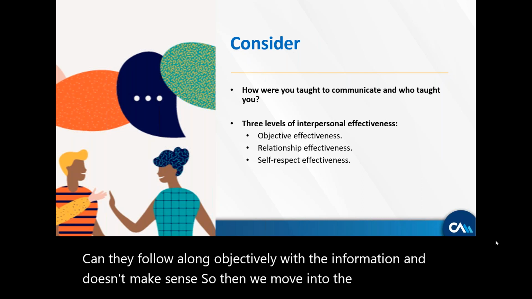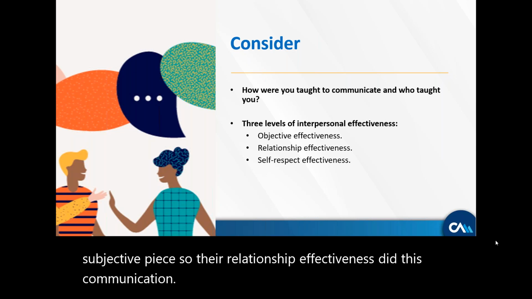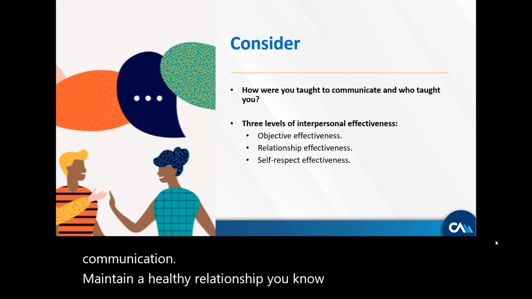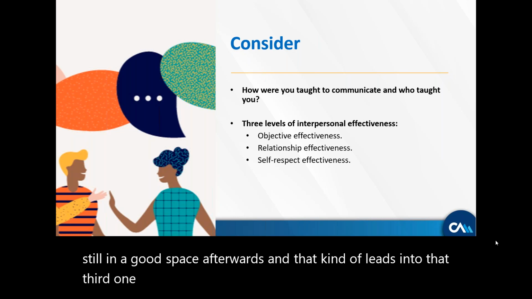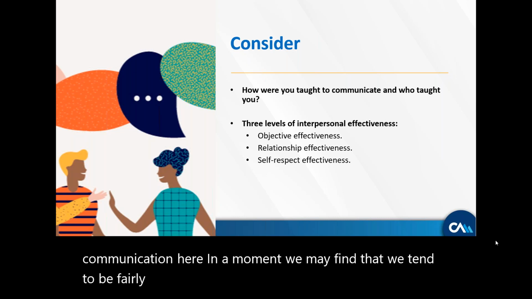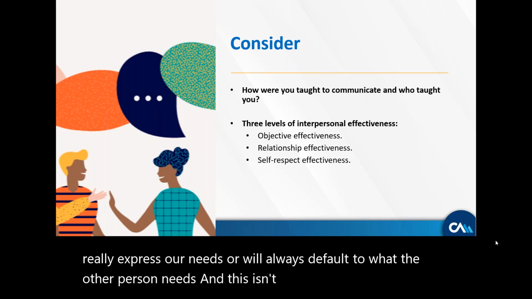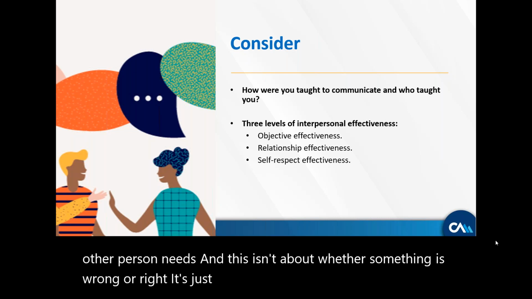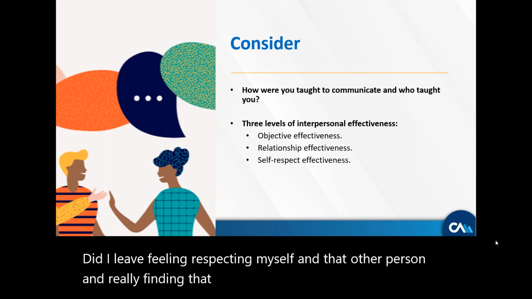Then we move into the subjective piece, the relationship effectiveness. Did this communication maintain a healthy relationship? Did both of us leave still in a good space afterwards? That leads into the third one, where sometimes, and I'll talk about some barriers to communication in a moment, we may find that we tend to be fairly passive, or leave situations without expressing our needs, or we always default to what the other person needs. This isn't about whether something's wrong or right. It's just determining: did I leave respecting myself and that other person, and really finding that balance.